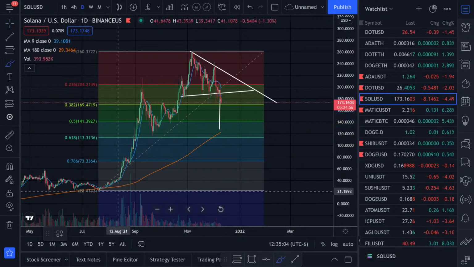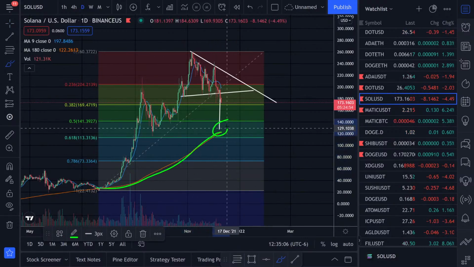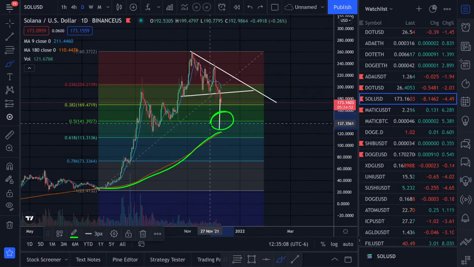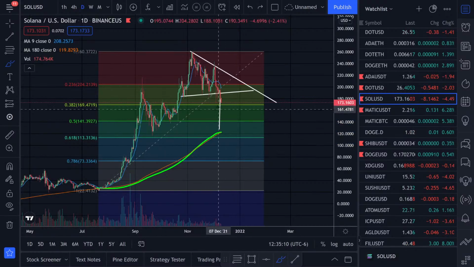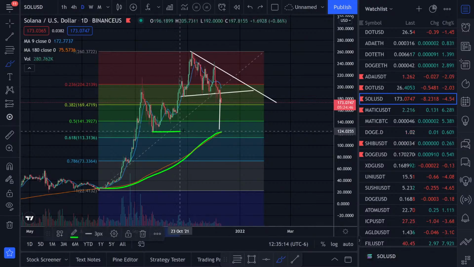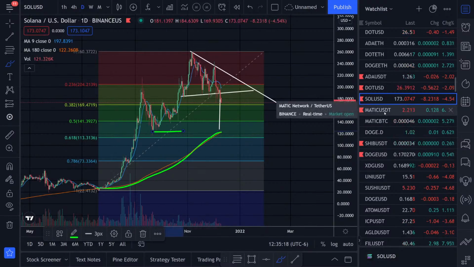And then you have this 180 moving average. That kind of gives you an idea too. I'm thinking this area right here somewhere. Maybe we'll get a bounce. I think this might be a good area though. In general, we have support right here. I'd be looking at that level. Okay, let's take a look at MATIC.